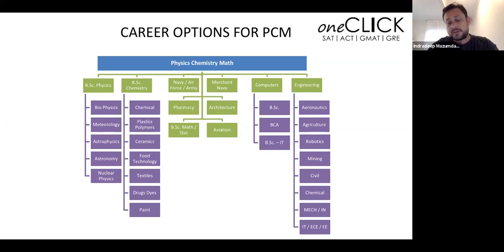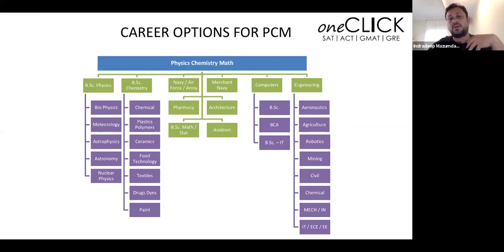If you then keep moving on, there's the Navy or the Air Force or Army, so you can absolutely get into either one of them through a physics, chemistry, maths pathway, or get into Merchant Navy, another extremely popular option, and this has been popular for a long, long time. Pharmacy, architecture, or then you could do a BSc math and stat combination, and you can also get into aviation. By aviation, we're talking about essentially an aviation aeronautical engineering or an aviation application career.